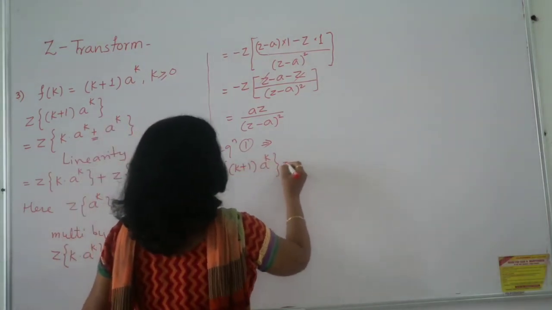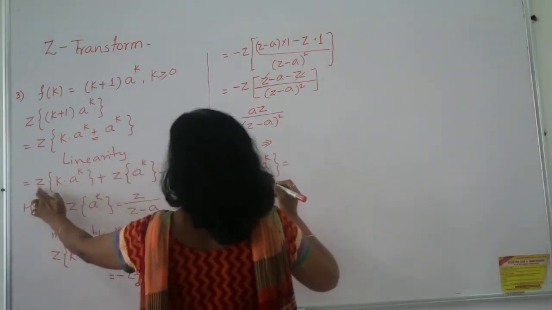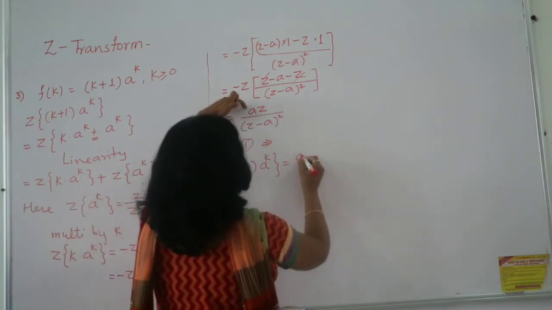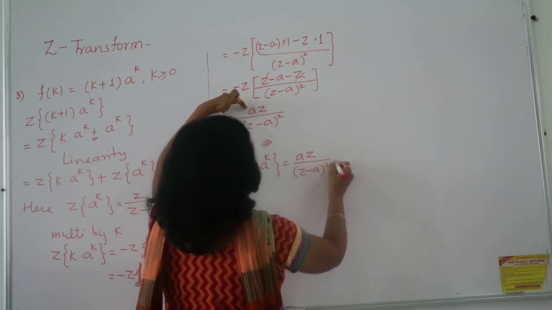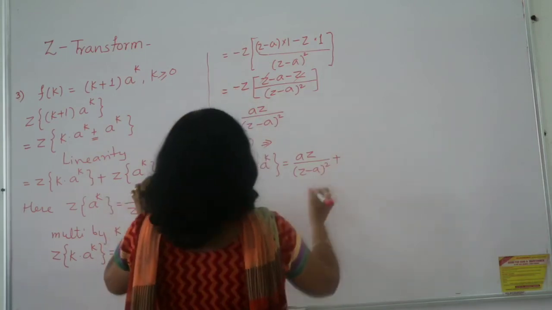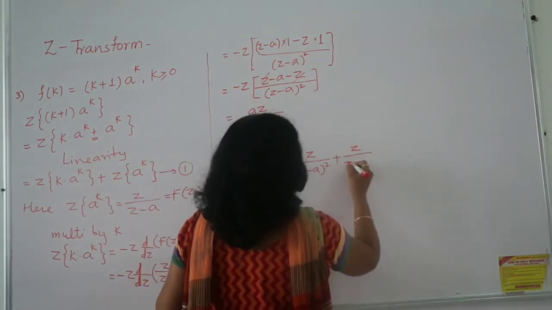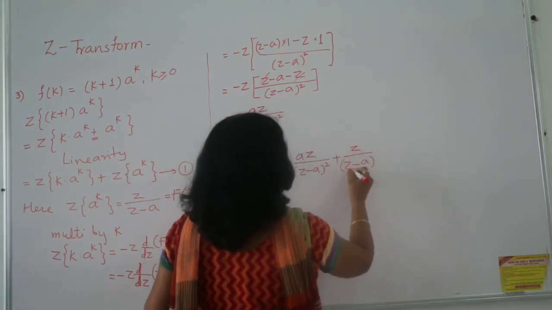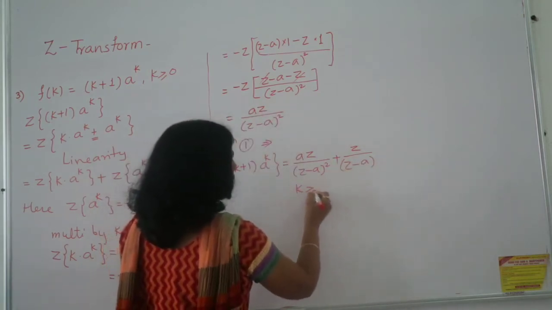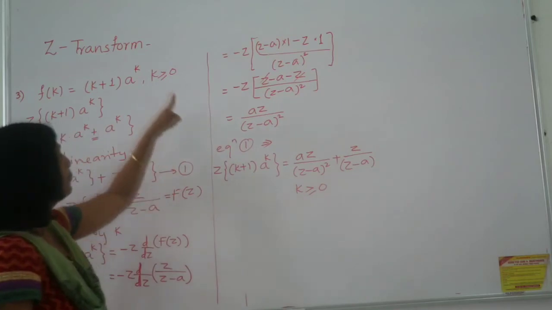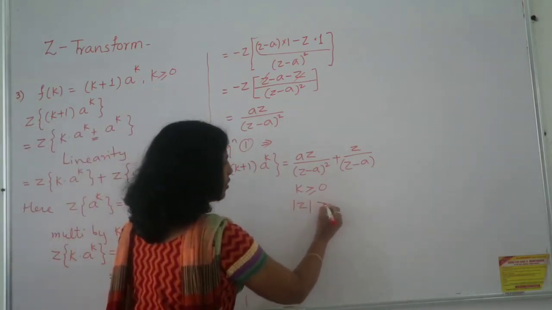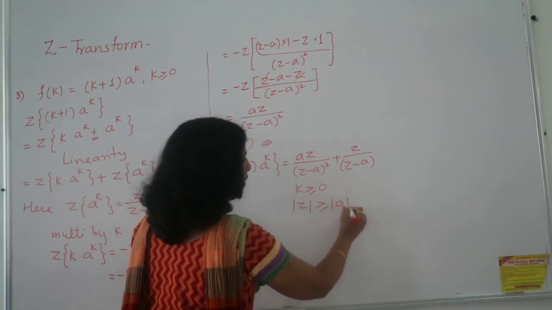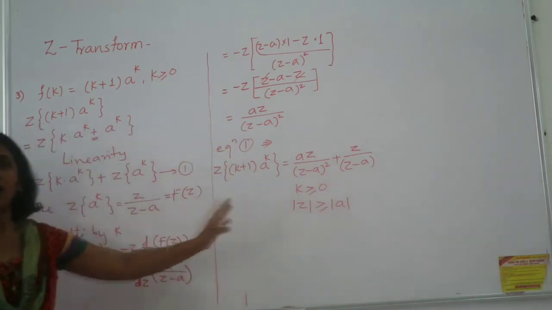Okay, and this is equal to, so the first value was Z transform of k plus a raised to k, that is az upon (z minus a) square, and plus what is the next value? It is z upon z minus a, where you are already given k is greater than or equal to 0, and whenever k is greater than or equal to 0, then mod z is greater than or equal to mod a, and that is your ROC.